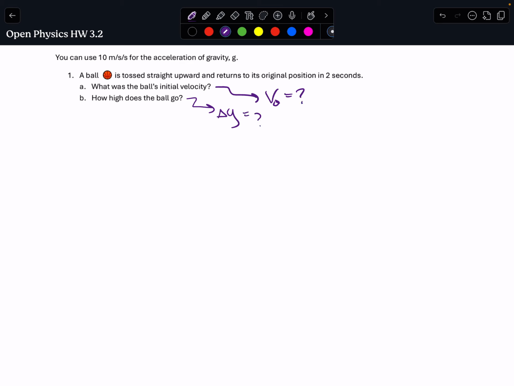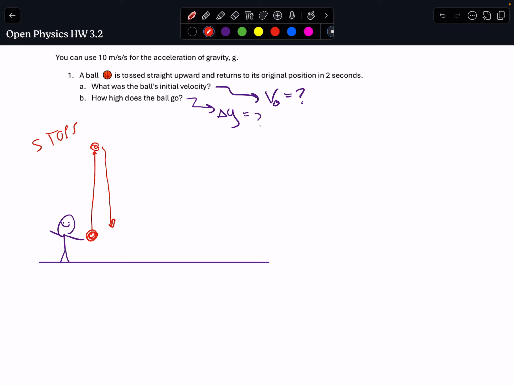I'm going to sketch a little diagram here. All right, so here we go. We're going to toss this thing up in the air, and it momentarily stops at the very highest position. When you toss something up, it slows down and stops, and then it's going to fall back down. Okay. The total time it takes to return to its original position is 2 seconds. So t total is 2 seconds.